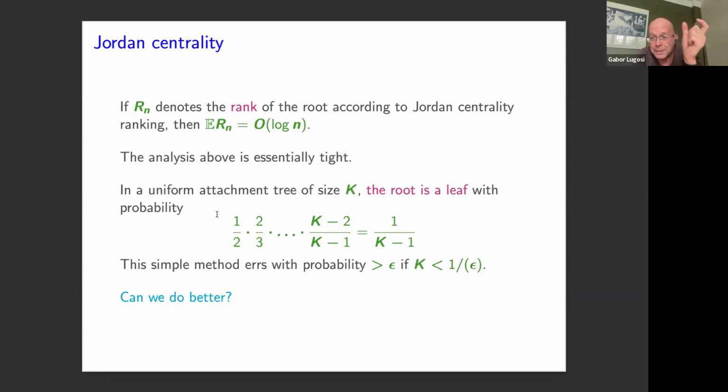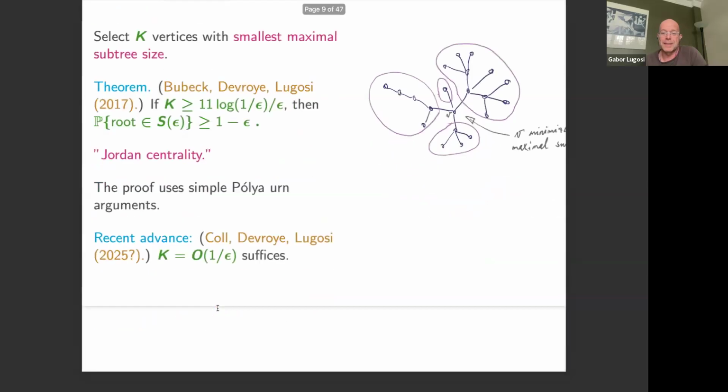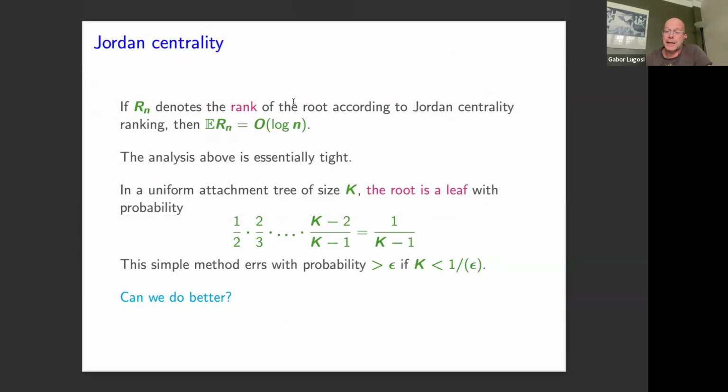Basically this means that nobody will attach to Adam after Eve, and the probability of that is a telescoping product. From this little observation, one can easily prove that the probability of error is at most, since the leaves are the least central vertices, the probability of error is going to be at least 1 over epsilon. So that's the optimum for this particular method. Also, from this new upper bound, we get that the expected rank of the root is logarithmic.